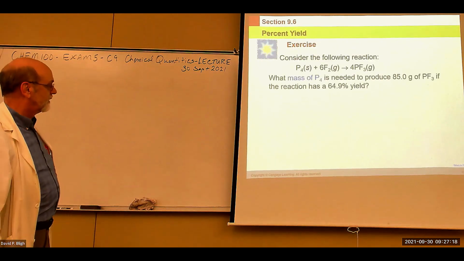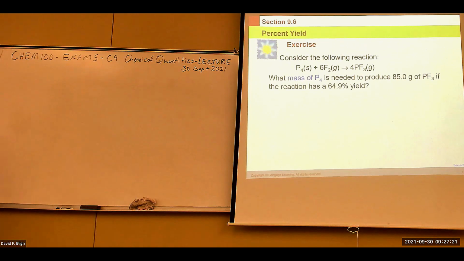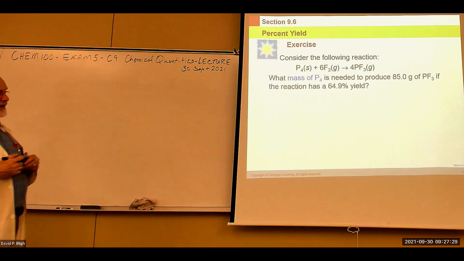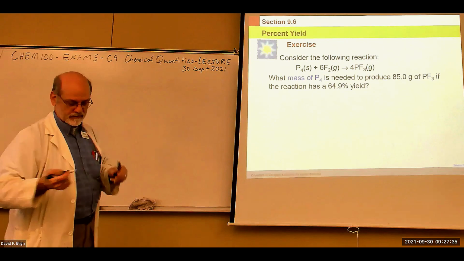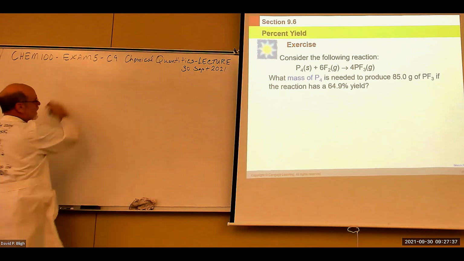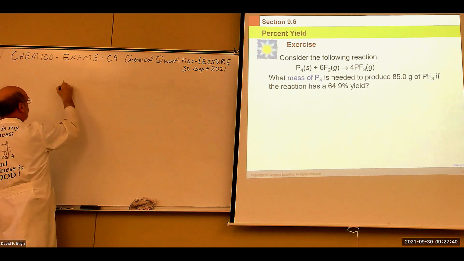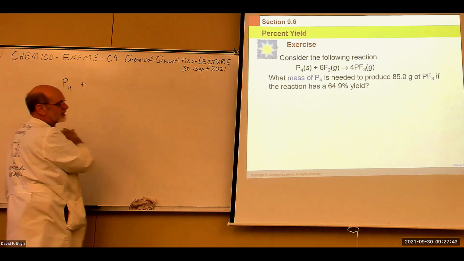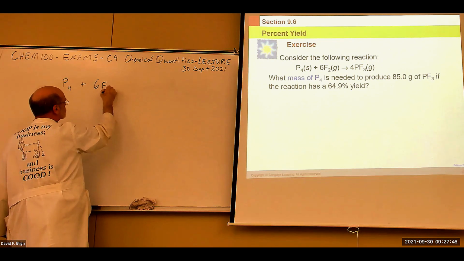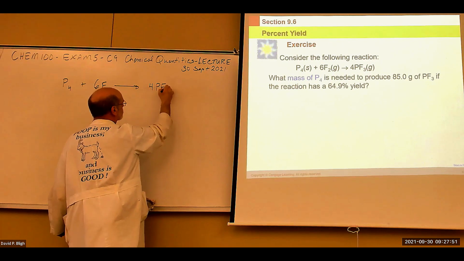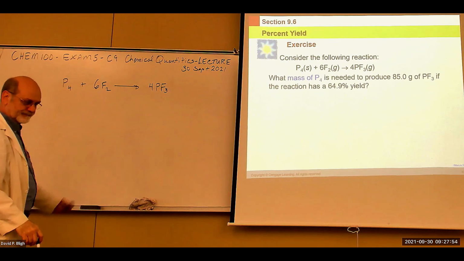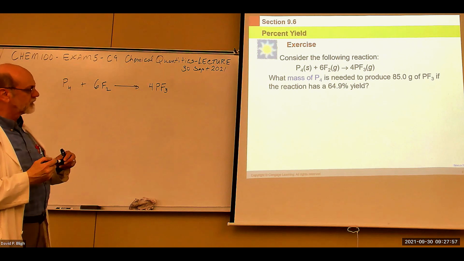Let's see. Is this the last problem? It should be. Yes. Okay. This is another percent yield problem, but we're going to bring everything together in one problem. So we're starting with this equation: P4 plus 6F2 yields 4 PF3. Okay, that's a balanced equation.